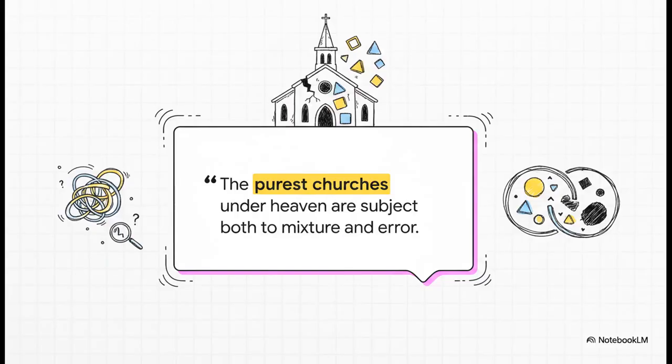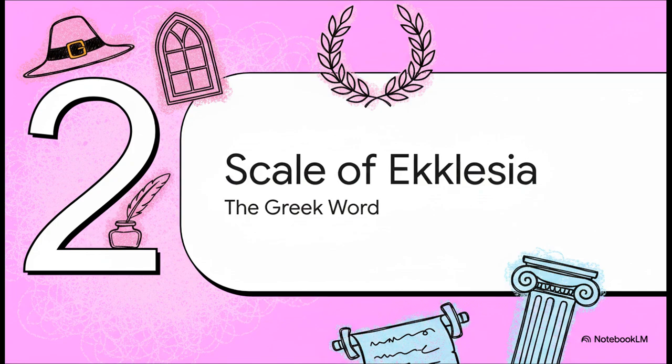But we also get this incredibly sobering reality check from that very same confession. The purest churches under heaven are subject both to mixture and error. By mixture, they mean the earthly church is a blended entity of believers and unbelievers. And by error, well, they're openly acknowledging that no church, and honestly, no individual Christian, has it all completely figured out. Everyone misinterprets things, everyone has flaws, yes, even the person sitting in the pew right next to you. It's a hugely humbling historical excerpt because it reminds us that perfection just isn't the reality of the church here on earth. Section 2, the scale of ecclesia.